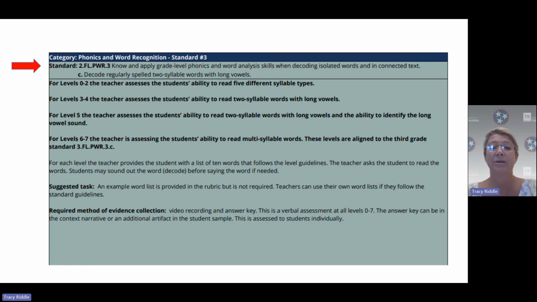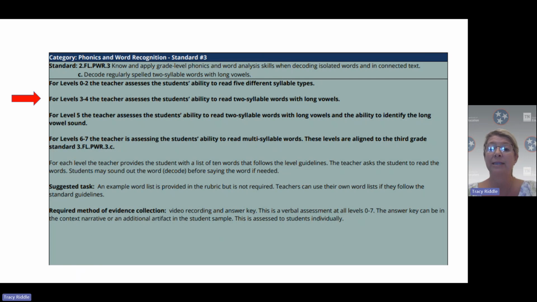When assessing this standard, you may need to start with the first grade expectations. In first grade, the teacher assesses the student's ability to read 5 different syllable types. Once the student can read the 5 different syllable types, then you can move into assessing the student's ability to read two-syllable words with long vowels.